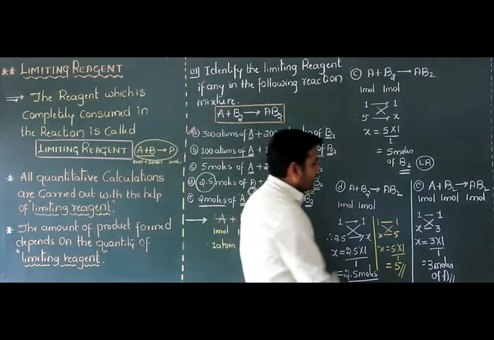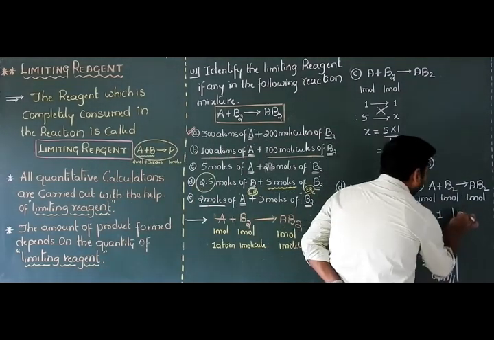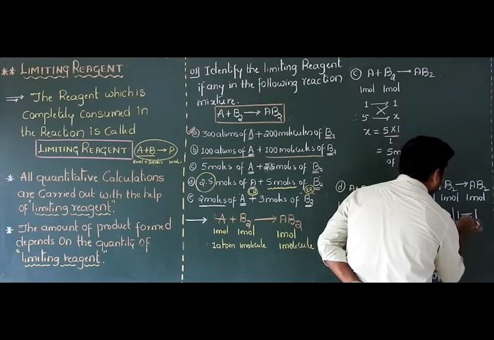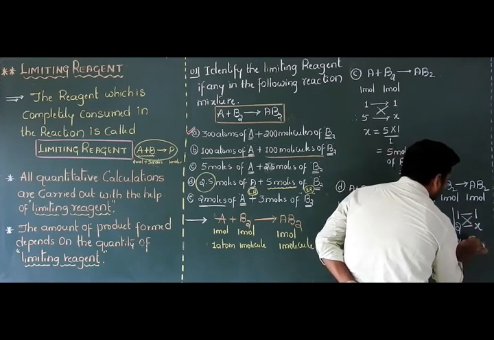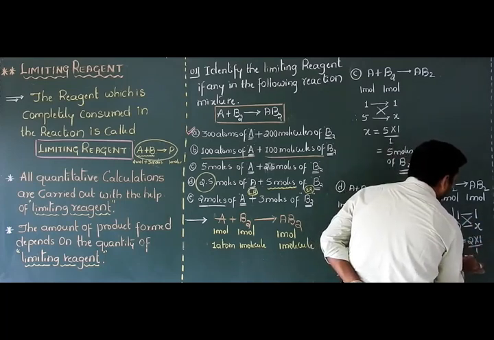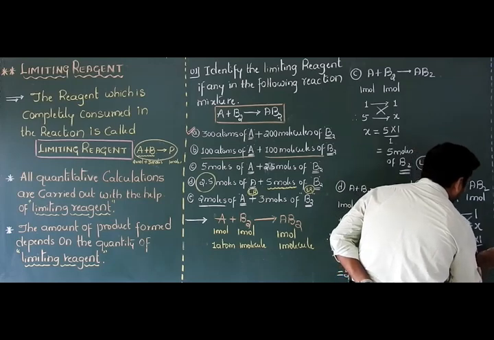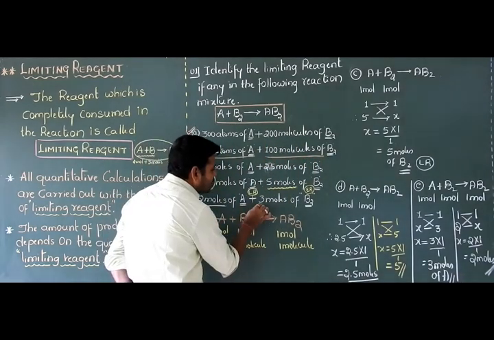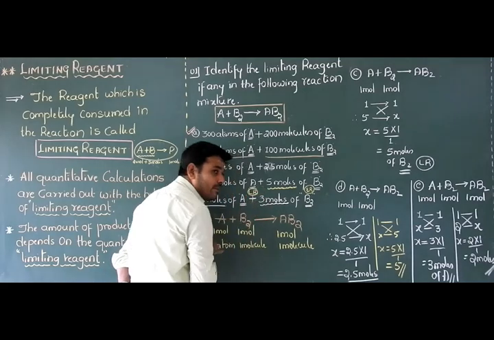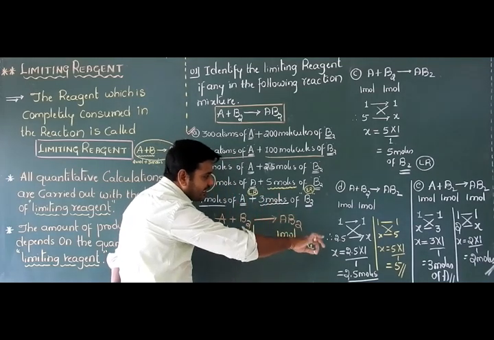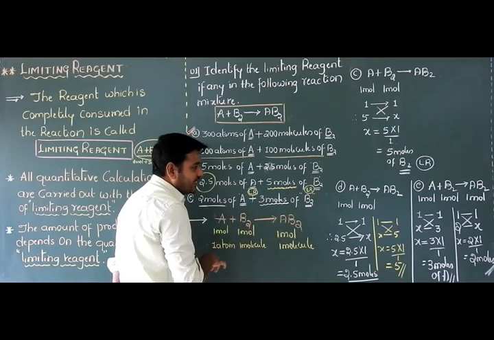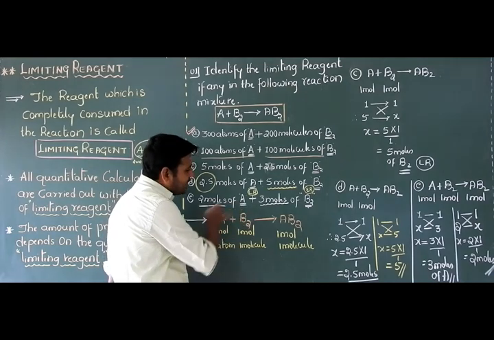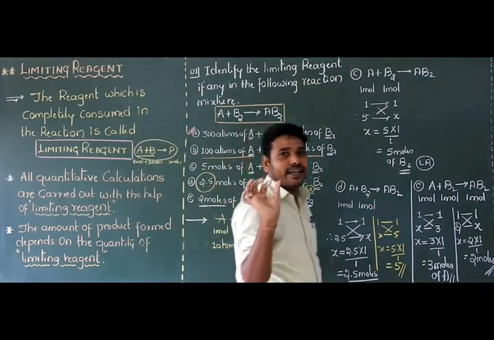Or you can take A and calculate B also. 1 mole of A combines with 1 mole, therefore 2 moles of A combines with x moles of B2. So cross multiply. X equal to 2 into 1 divided by 1. How many moles of B2 are required? 2 moles of B2 are required. Then what about available number of moles of B2, students? 3 moles are available. Required quantity is less than that of available quantity, hence B2 is called as excess reagent here. So A is called as a limiting and B2 is called as the excess reagent.